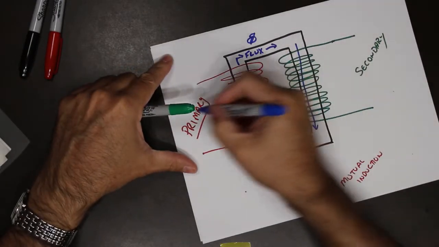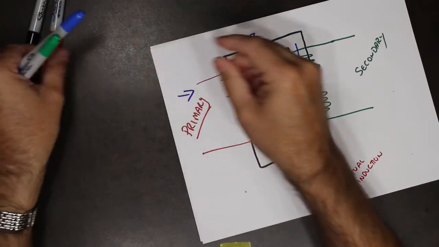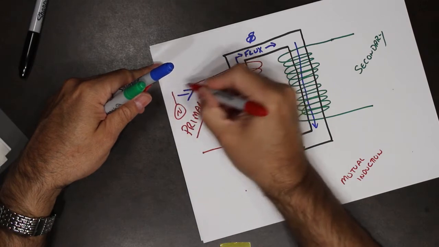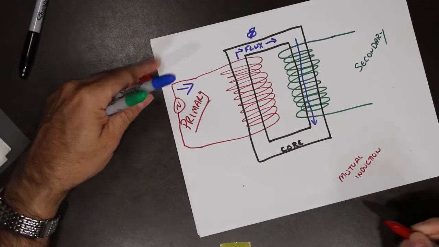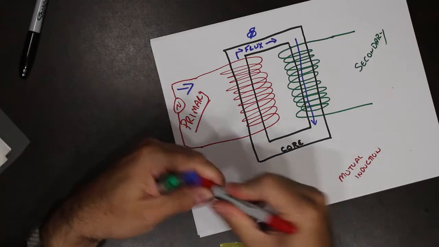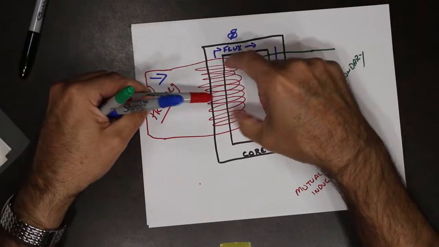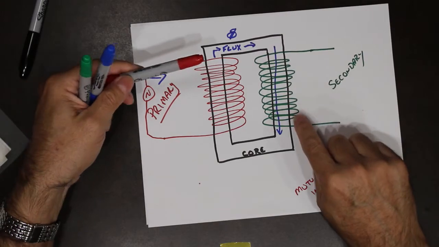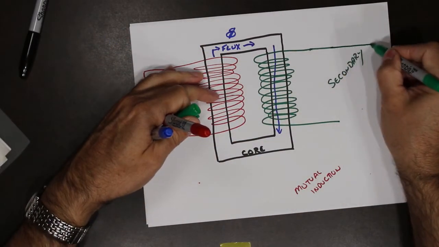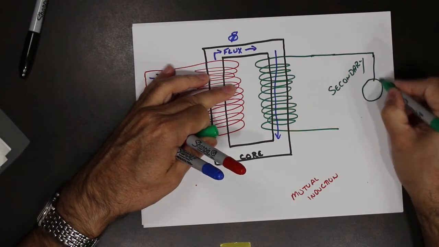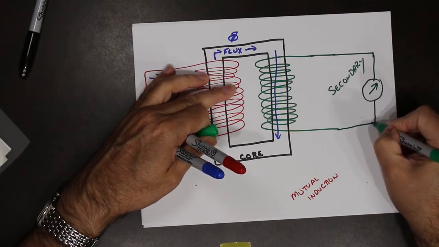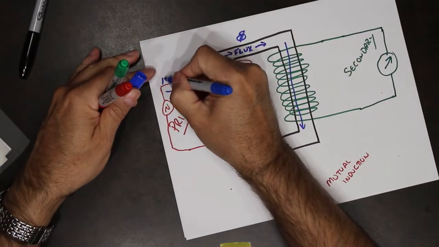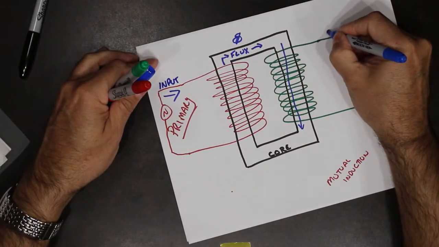So if we apply a voltage on the primary, its job is to create that magnetic field. The magnetic field then flows through the core, then it flows through the secondary, and what appears out at the end of the secondary is a representation of a voltage. So this becomes the input, and this becomes the output.